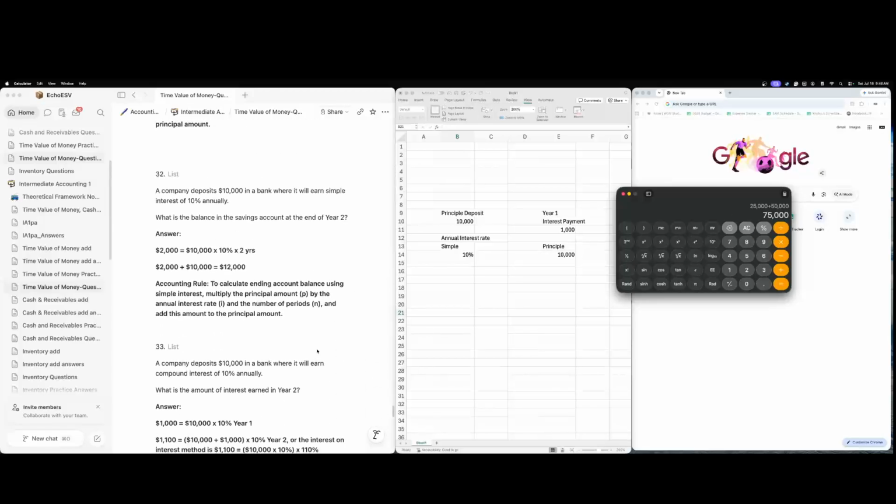A company deposits 10,000 in a bank where it earns simple interest of 10%. What's the value of the savings account in 2 years? So 10,000 times 10% times 2 years, plus the original principal, gives 12,000.